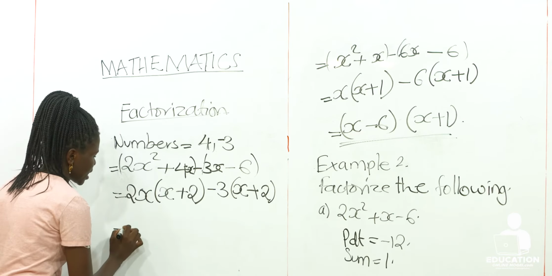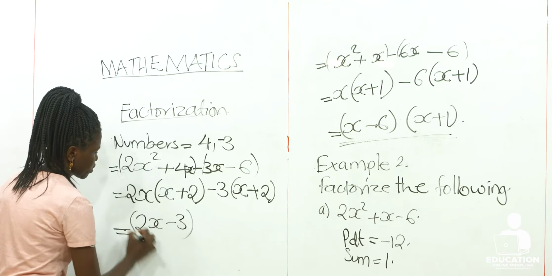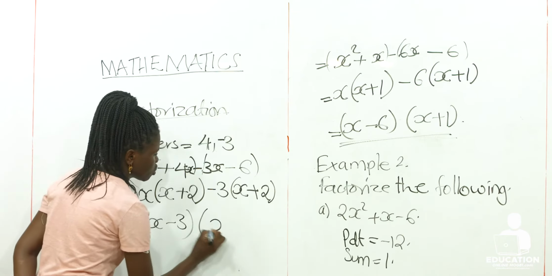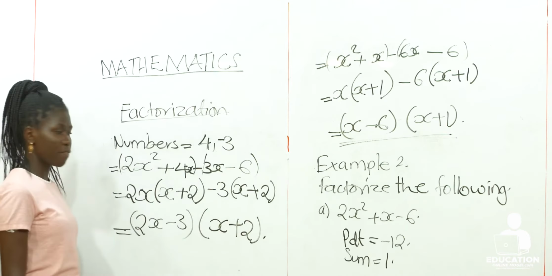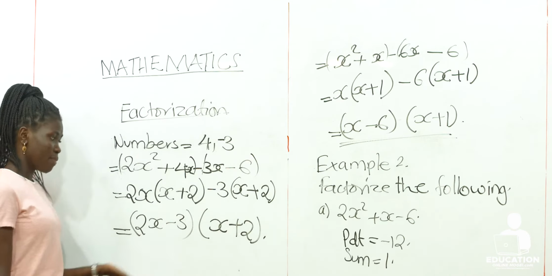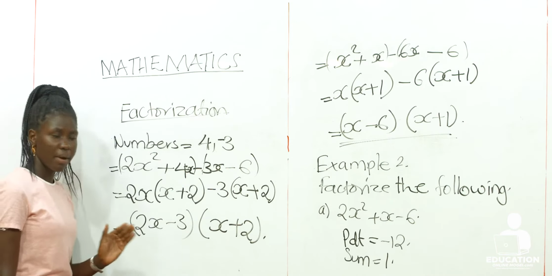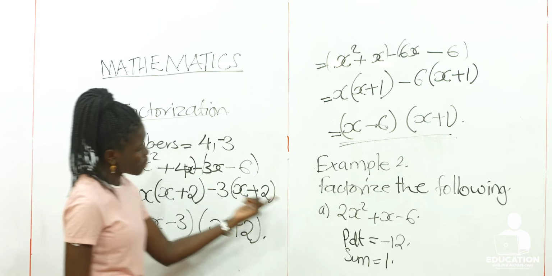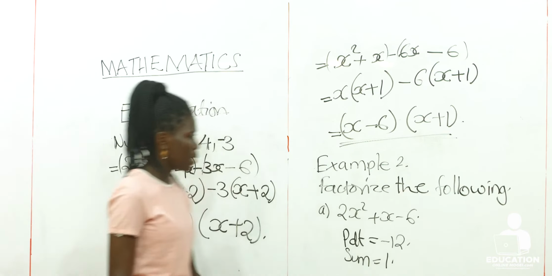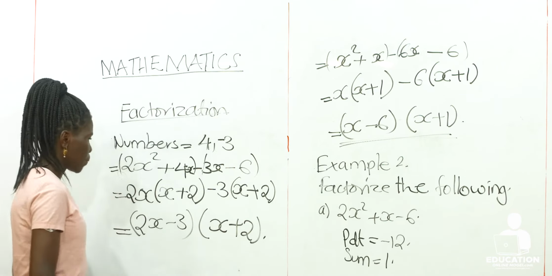Then our first factor in this case is going to be 2x minus 3. And the second factor is going to be x plus 2 as required after factorization. Whenever we factorize, we said we are breaking up expressions into separate factors, and after breaking up our 2x squared plus 6, plus x minus 6, these are the two factors we shall end up with.